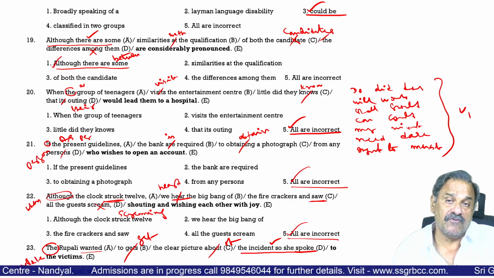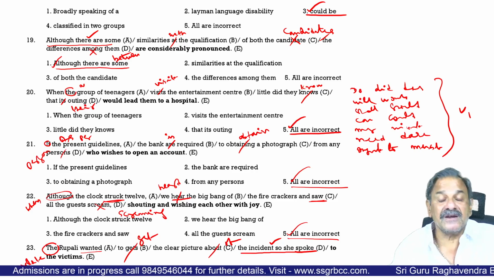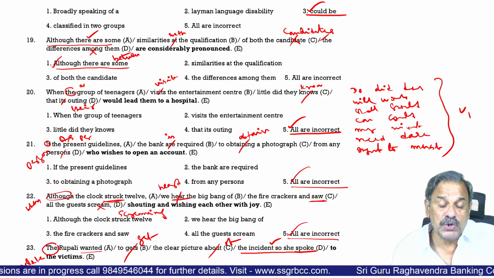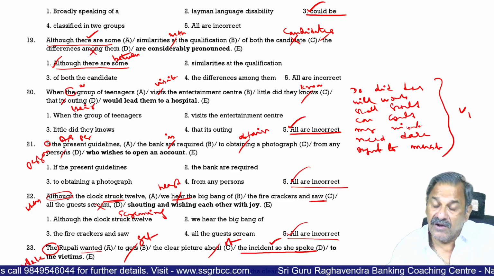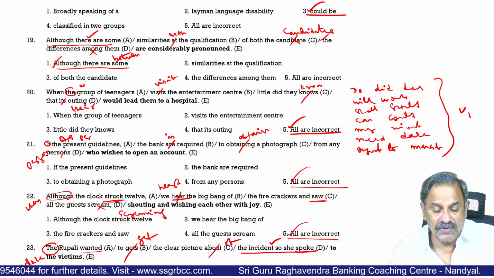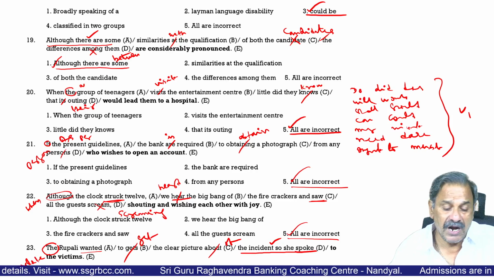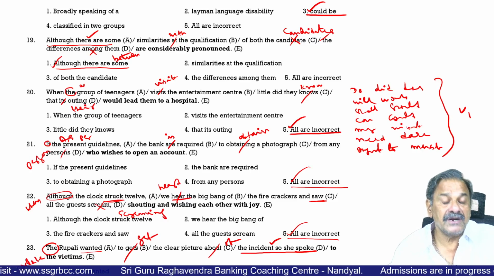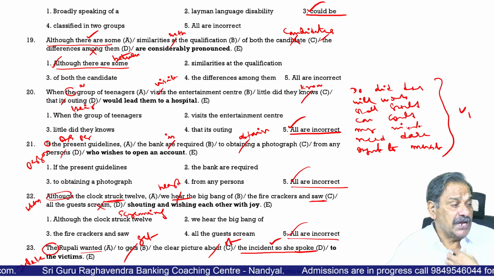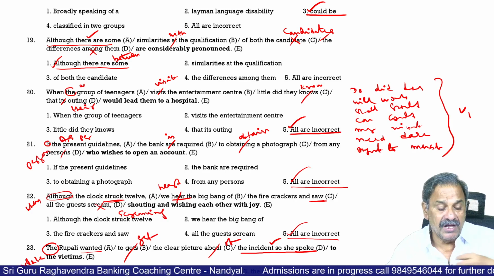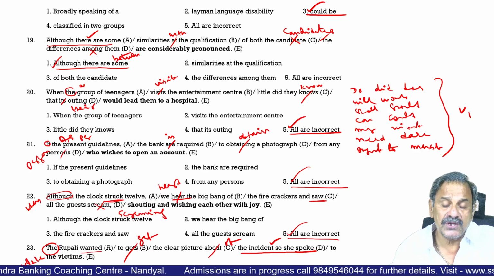Here, pronounced is a verb. Its modifier is considerably. Consider, verb. Consider, considered, considerable. Considerable is an adjective. If you add ly, it becomes an adverb. So, when the group of teenagers, here there is no particularity, so you have to use the indefinite article a. When a group of teenagers, it is a group of teenagers, plural, so you have to use visit.